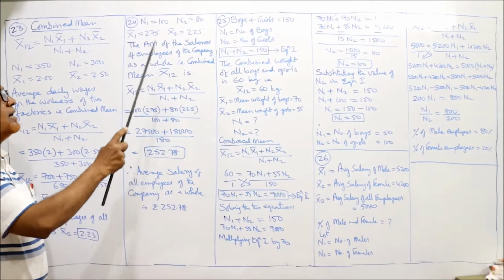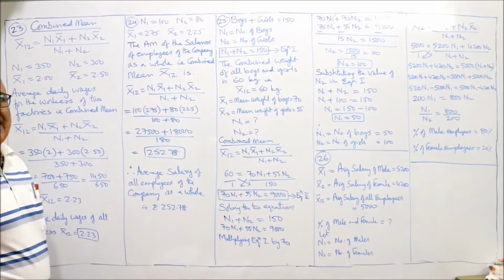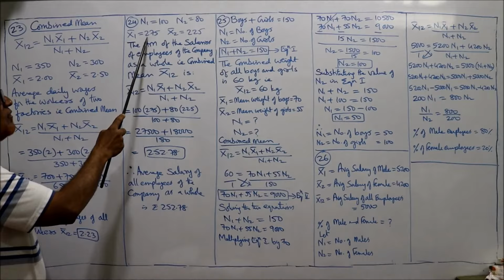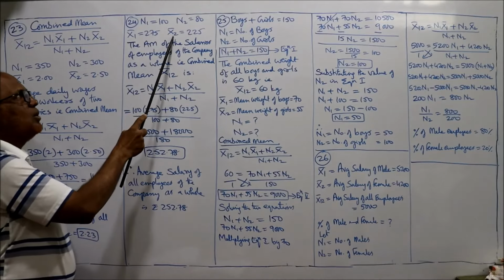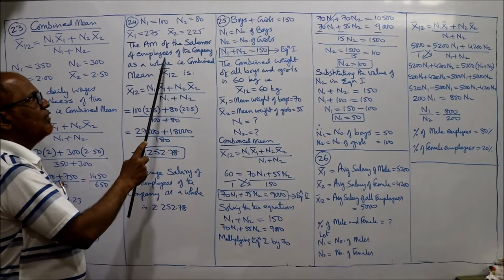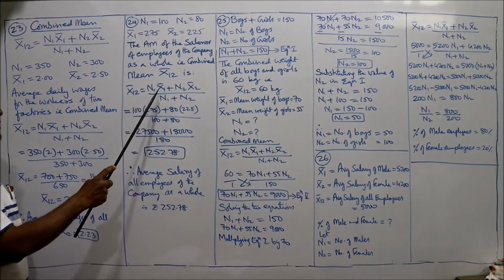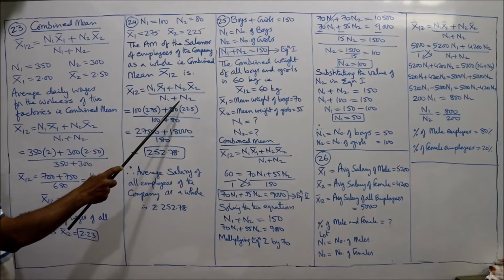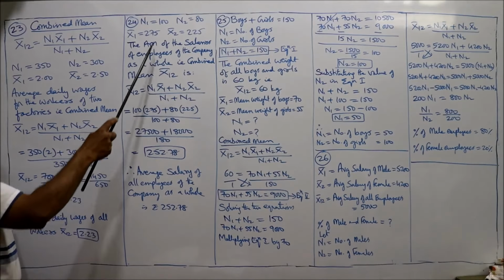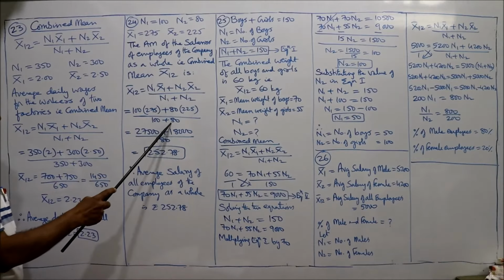So first we write down the data. N1, number of employees in the first branch, is 100. N2, number of employees in the second branch, is 80. X bar 1, average salary of employees of the first branch, is 275. X bar 2, average salary of employees of the second branch, is 225. The arithmetic mean of the salaries of employees of the company as a whole, that is the combined mean x bar 1 2, is N1 x bar 1 plus N2 x bar 2 divided by N1 plus N2, the same formula. In place of N1 it is 100 and x bar 1 is 275, N2 is 80, x bar 2 is 225, N1 plus N2 is 100 plus 80.